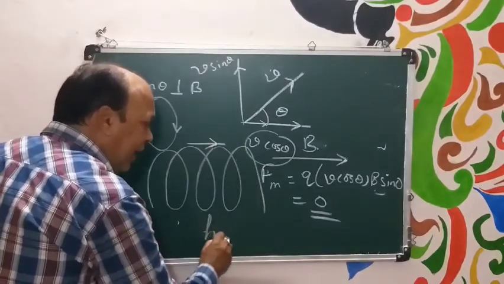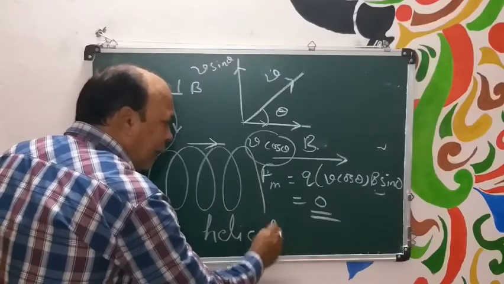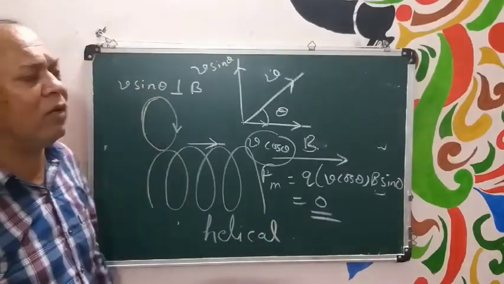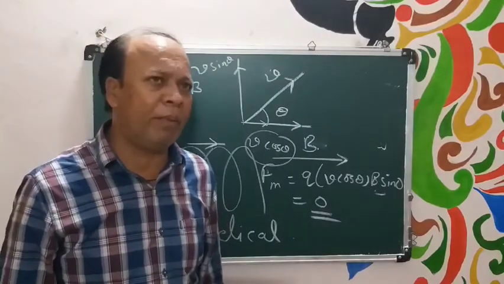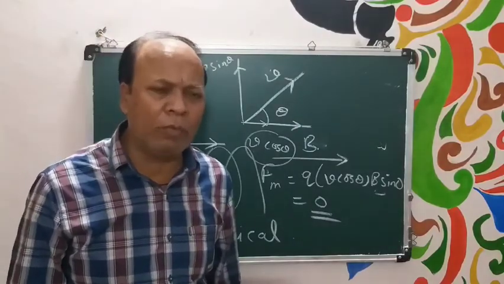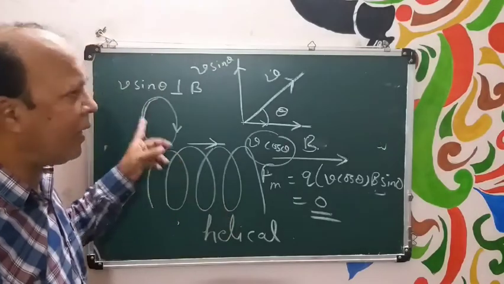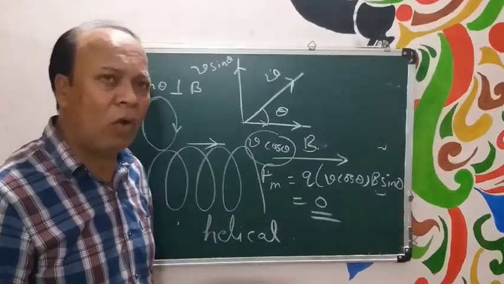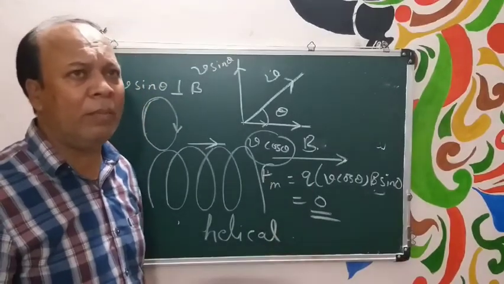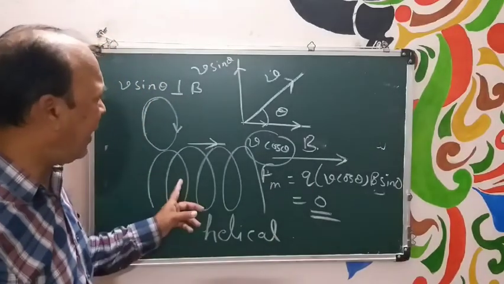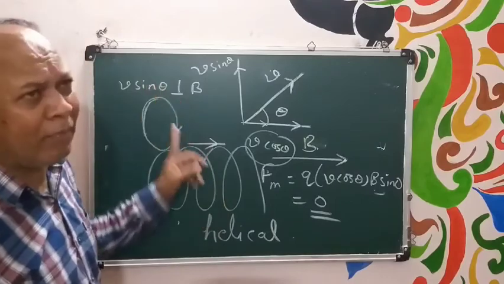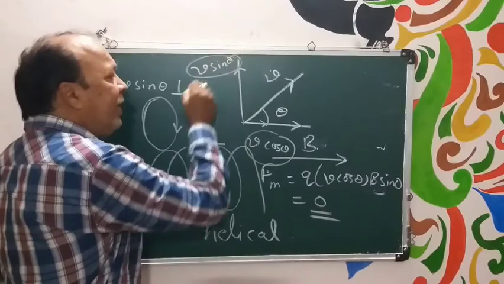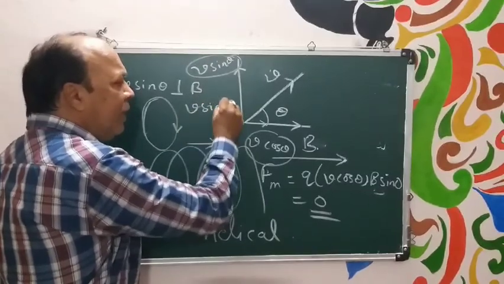This motion will be helical. Clear? So if the charged particle is not normal to B, then you will observe that the motion of the charged particle will be helical, and if it is normal, then its motion will be circular. So for helical motion you may use the same parameters. Instead of V, you have to replace it with V sin theta.